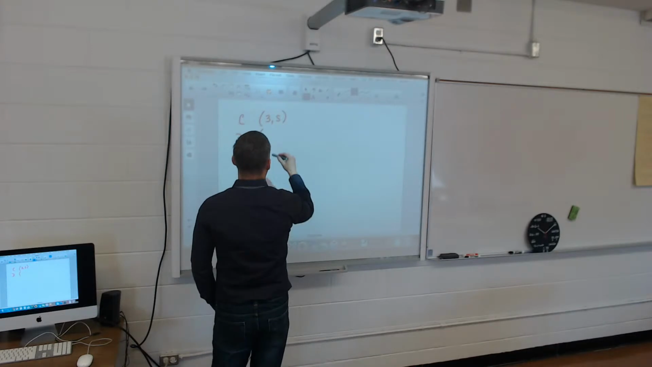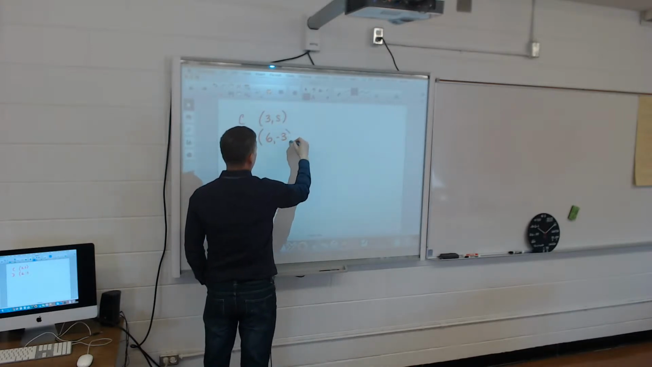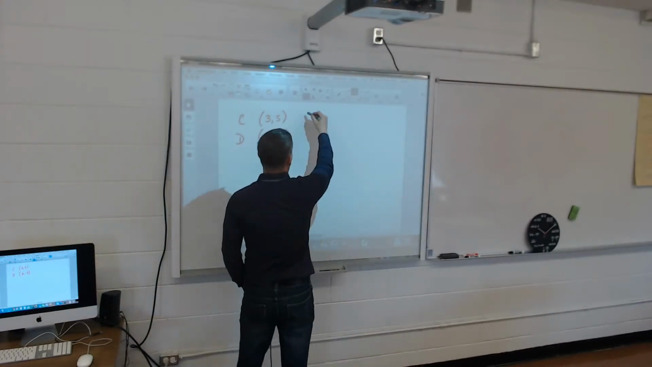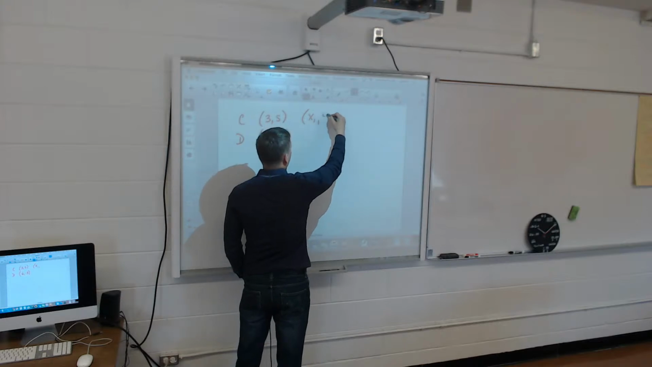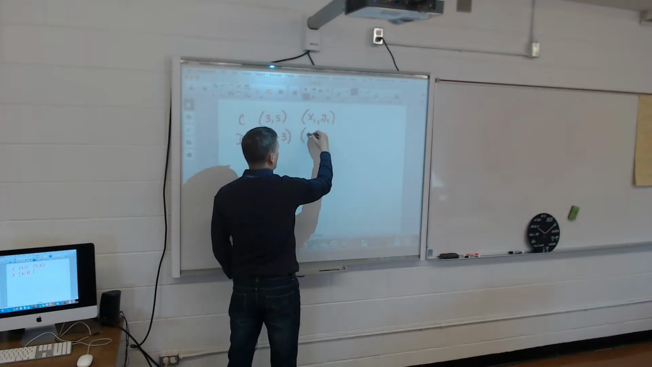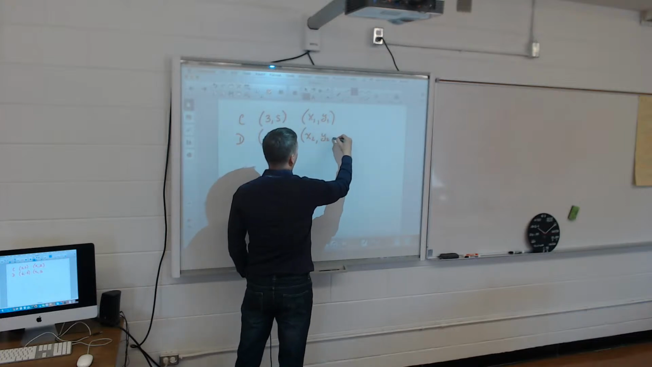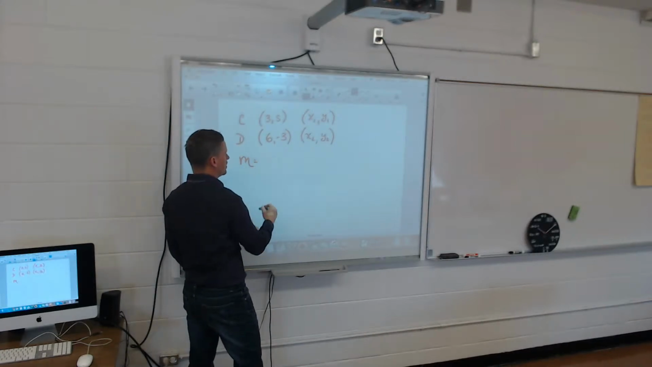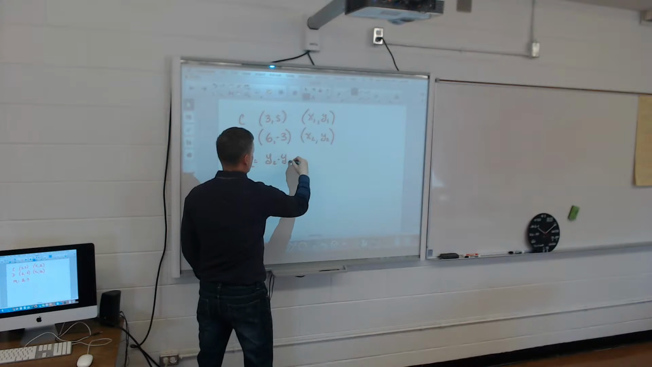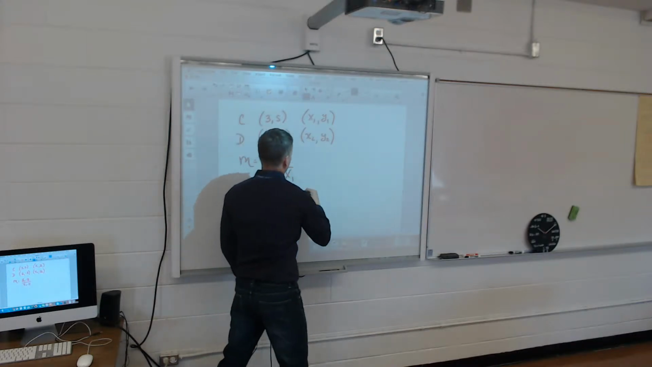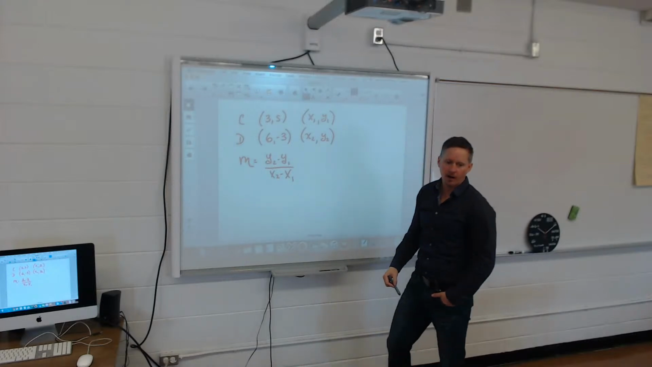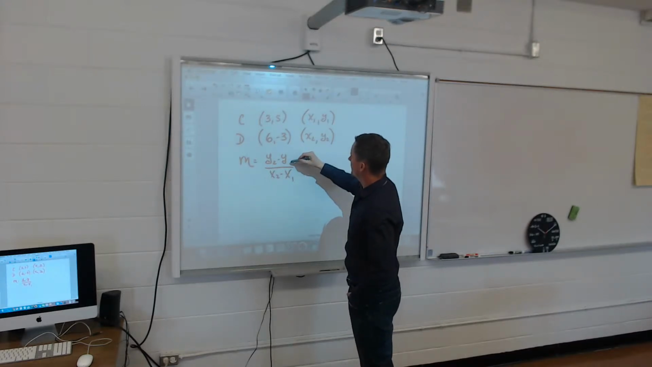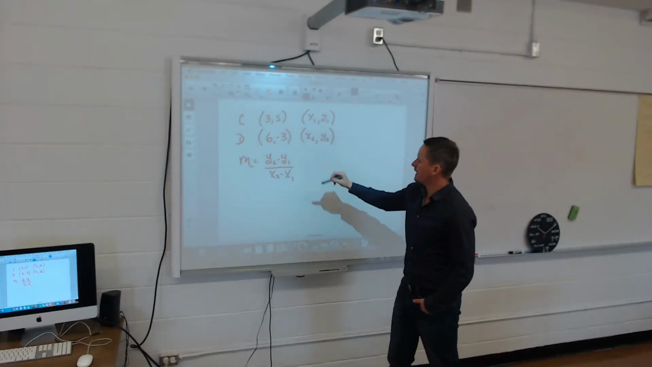D is 6 and -3. So I'm going to make one of those coordinates. It doesn't matter which one, but I'm going to make one of these coordinates x1, y1. The other coordinate is going to be x2, y2. And so my slope between these two coordinates is y2 minus y1 over x2 minus x1.